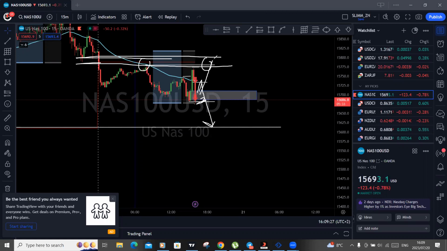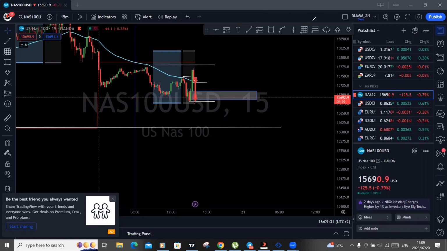So price can still come up here, take out this high, especially Nasdaq. It's got this tendency of taking this liquidity, then they come and take out liquidity again. For everyone who's correct here for the sales, they take them out, then they eventually fall. So you just have to manage your trade accordingly, trade what you see. So I hope this video helps.